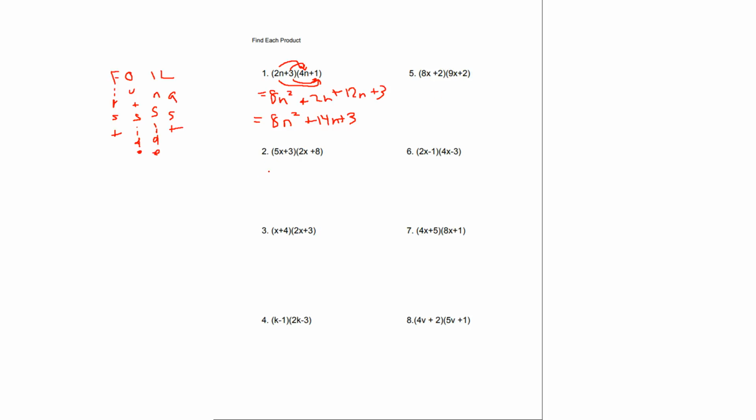For number 2, just FOIL. So the first terms multiply together, 10x squared. Multiply the outside terms together, 5x times 8, which is just 40x. Multiply the inside terms together, it's 3 times 2x, which is 6x. And multiply the last terms together, 3 times 8, which is just 24. And that simplifies to 10x squared plus 46x plus 24.